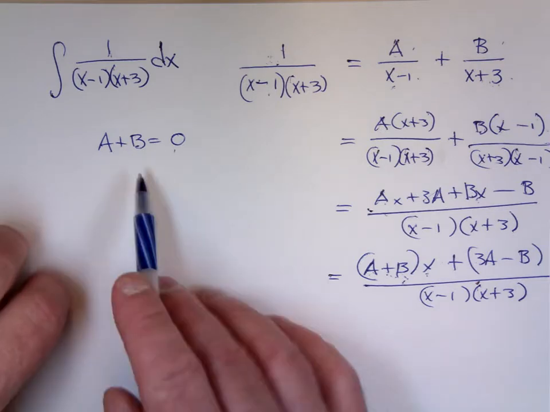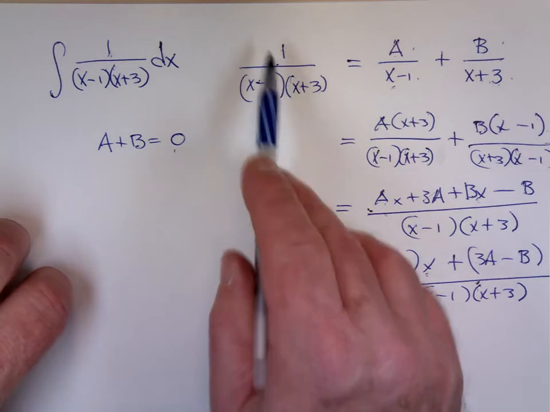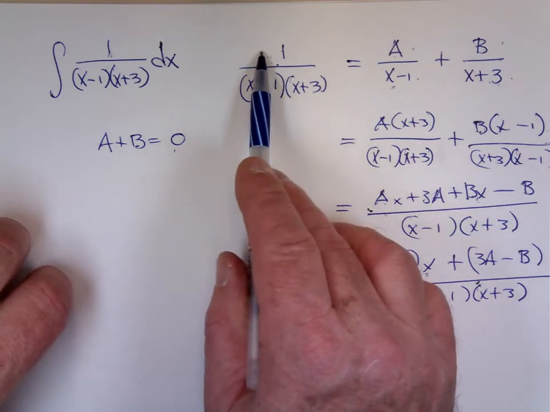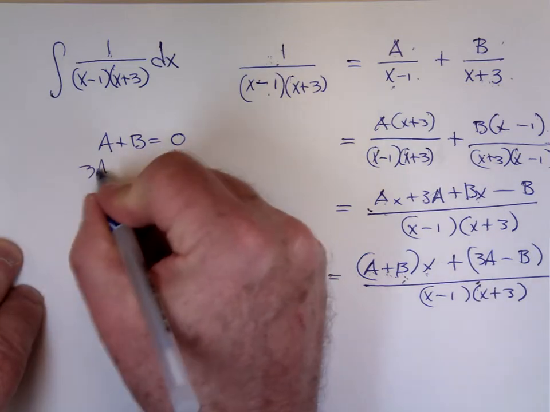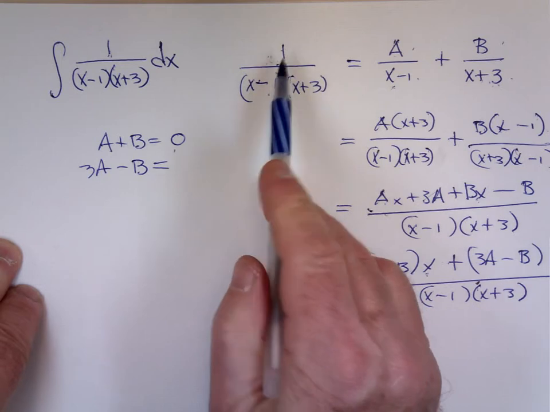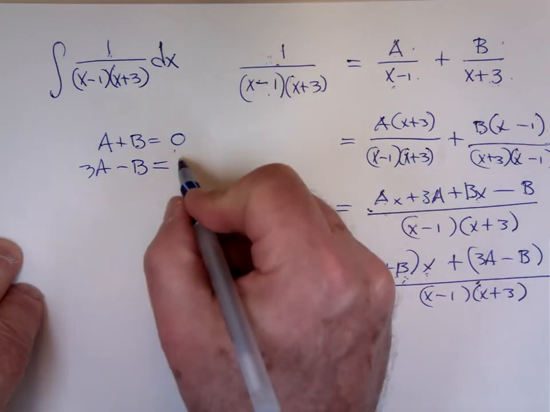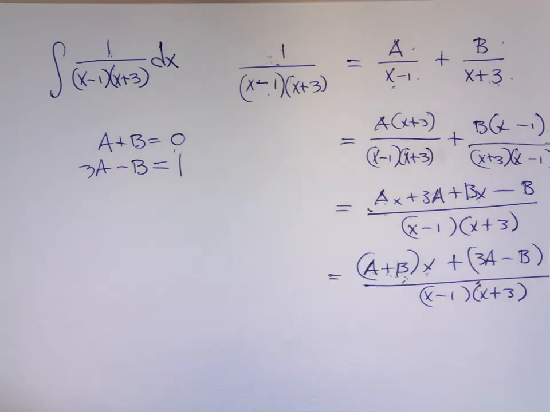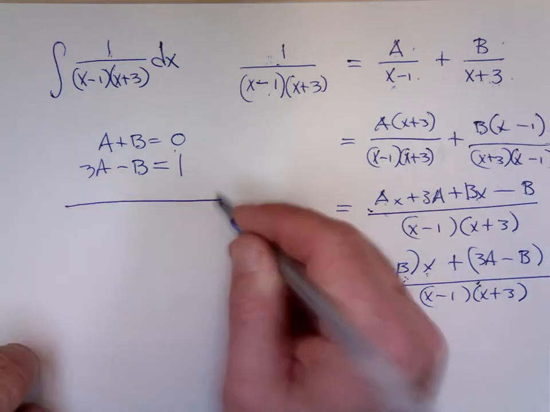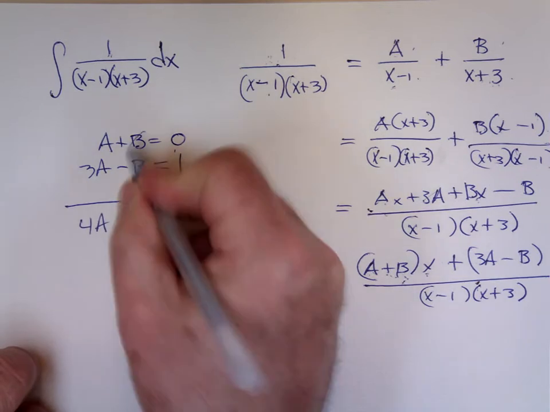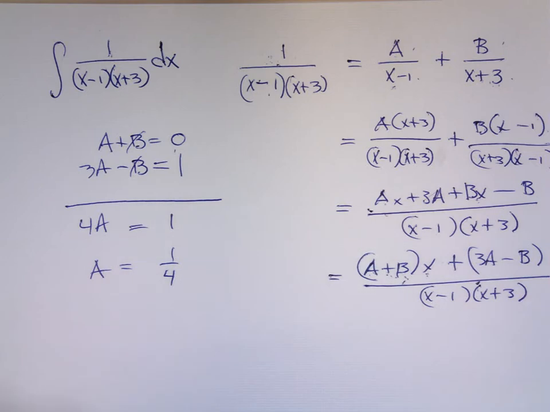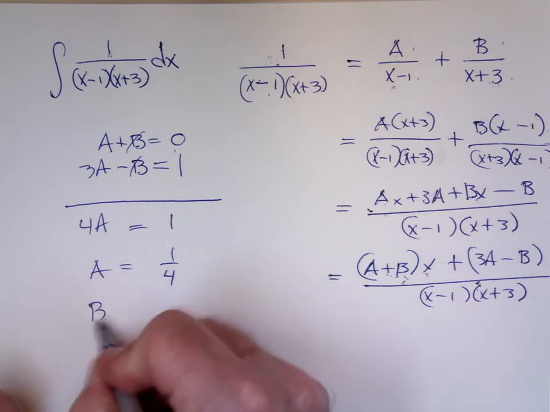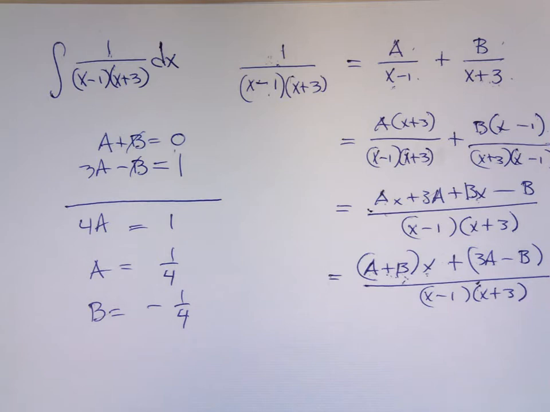All right, a plus b must add up to 0 since there are no x's here. My constant over here is 3a minus b. That must equal my constant here, which is 1. We get 2 equations and 2 unknowns. Easy enough to solve. Set up, add them up. The b's cancel. Solve for a. If a is 1/4, b is negative 1/4. Okay, go ahead. Make sure everybody's okay with this.